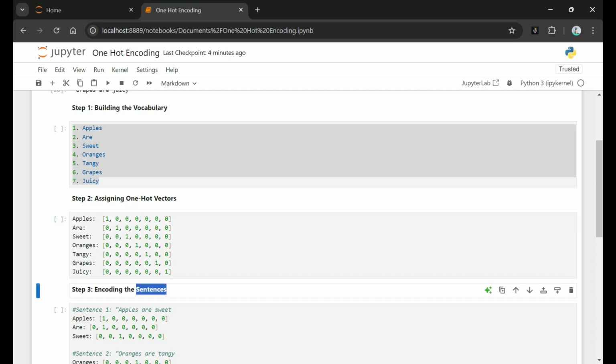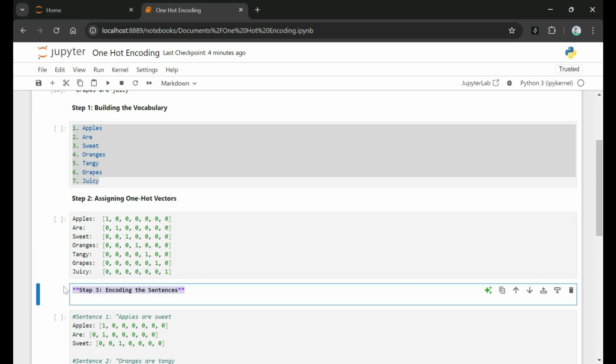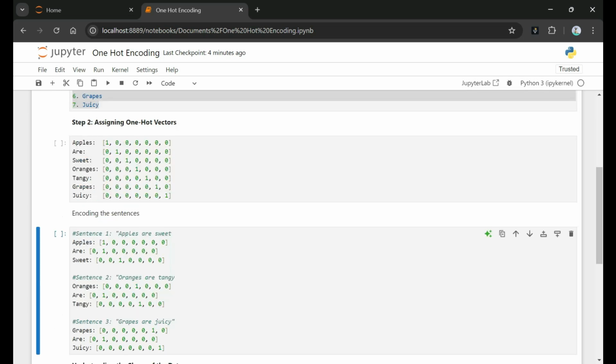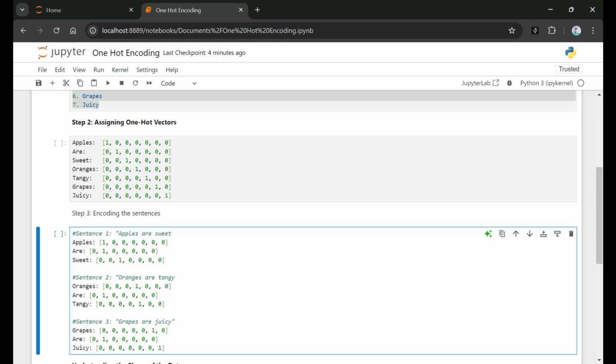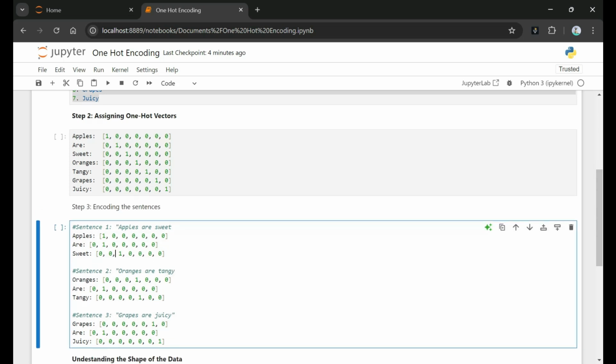So let's encode the sentences. Actually, I have kept everything ready to save time. So this is step 3. Let's see sentence 1: apples are sweet. If we take only these three words, this sentence is represented by these 3 vectors.